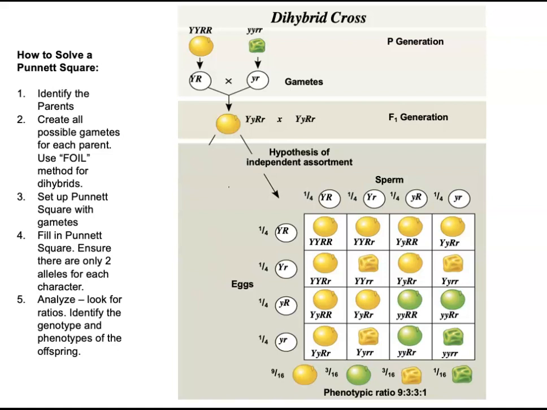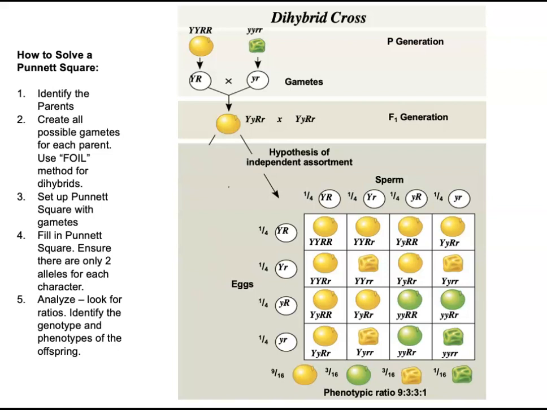And finally, step 5, analyze. Look for the ratios. This is a dihybrid cross, so we have a new golden ratio here, 9:3:3:1. So what's 9:3:3:1? Pause and try to find this. Is this a genotype or a phenotype ratio? 9:3:3:1 is the phenotype ratio, the physical appearance.